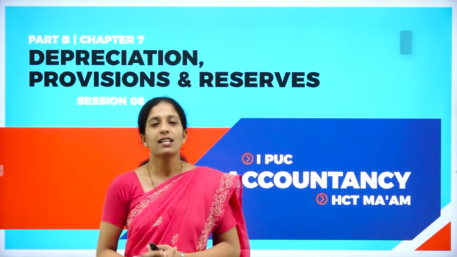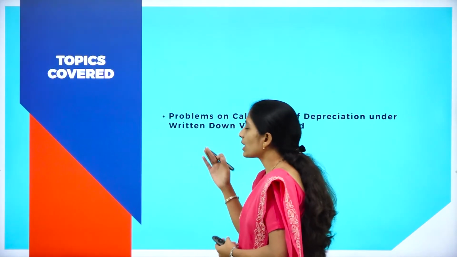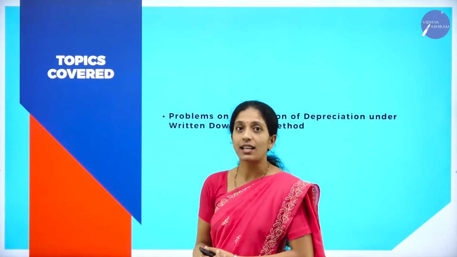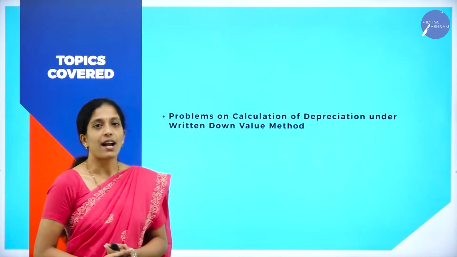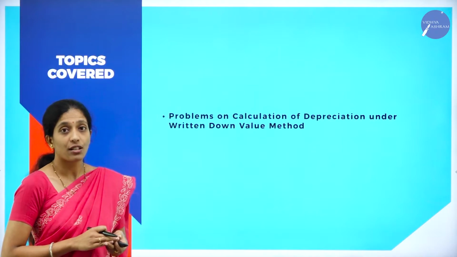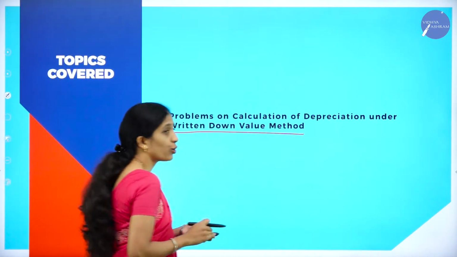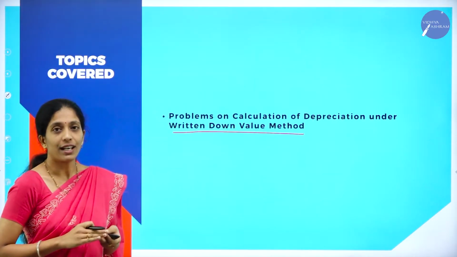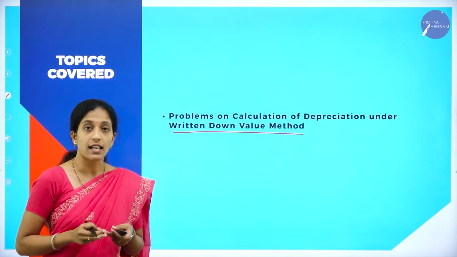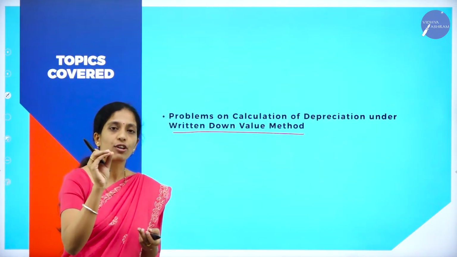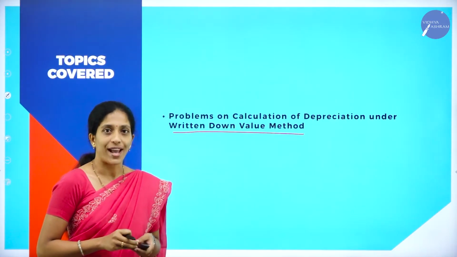So my dear students, let us quickly recall what we have discussed in the previous session. In the previous session, I was discussing a problem on written down value method. We had solved an important problem, a 12 marks problem on written down value method. Hope you know how we have solved the problem. Here the value of depreciation goes on decreasing because the original cost of the asset also goes on decreasing year after year under written down value method.